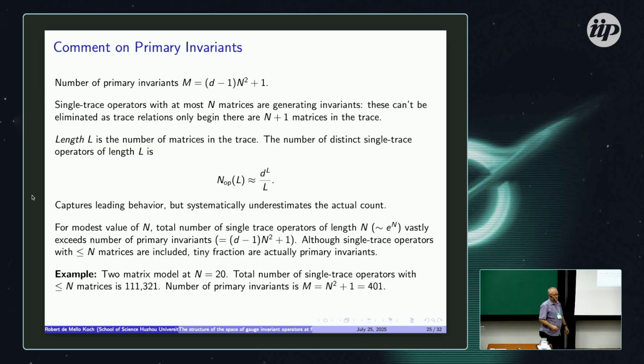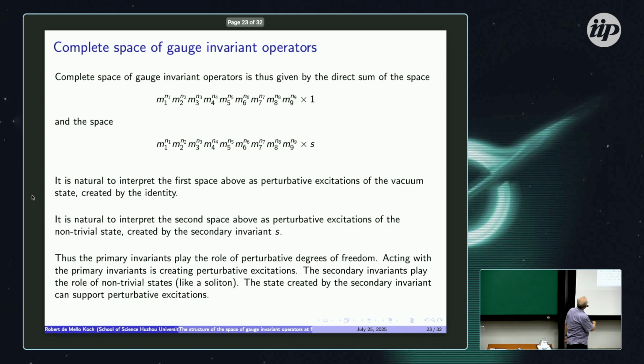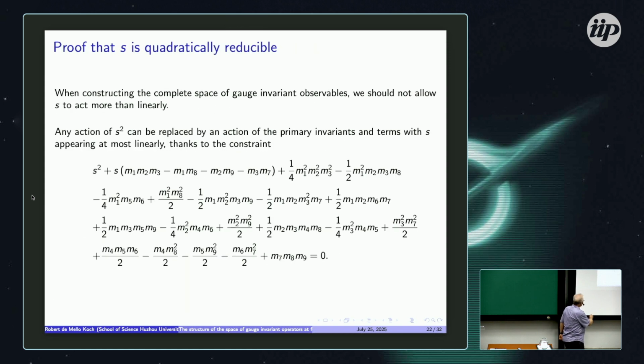For all secondary operators, we can express them in terms of primary operators, and we can do that by solving this constraint that the secondary operator obeys. But you can see that this leads to something that's not polynomial in the primary invariants. It will be some complicated square root factors and all sorts of things like that.